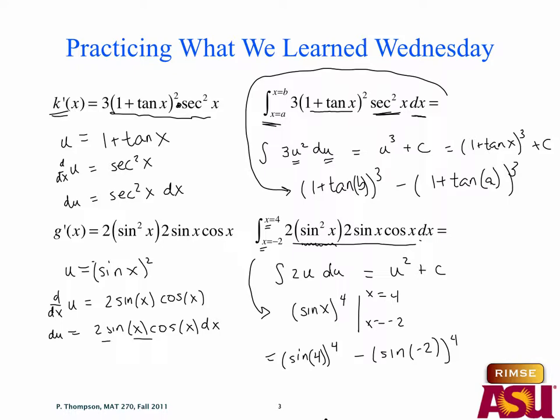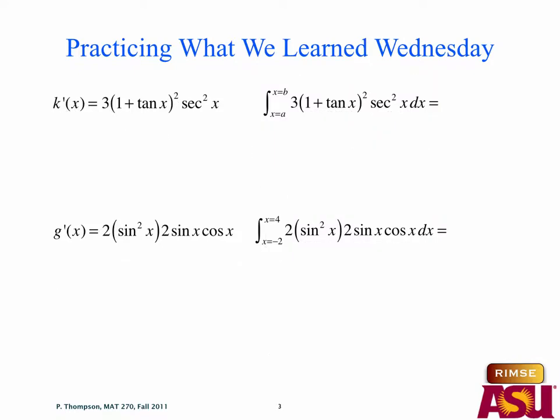This was not the only way to do this second problem. You could have, for example, multiplied the 2's together, multiplied the sine squared times sine, and then done a u substitution where your u was just sine of x. That also would have worked. Okay, so that's another thing to keep in mind, is there's not necessarily just one way to do it. Just because this is the way I showed you doesn't mean that's the only way. Okay, this is where you get to be a little creative and have a little fun with it. So that's the technique that we practiced on Wednesday.